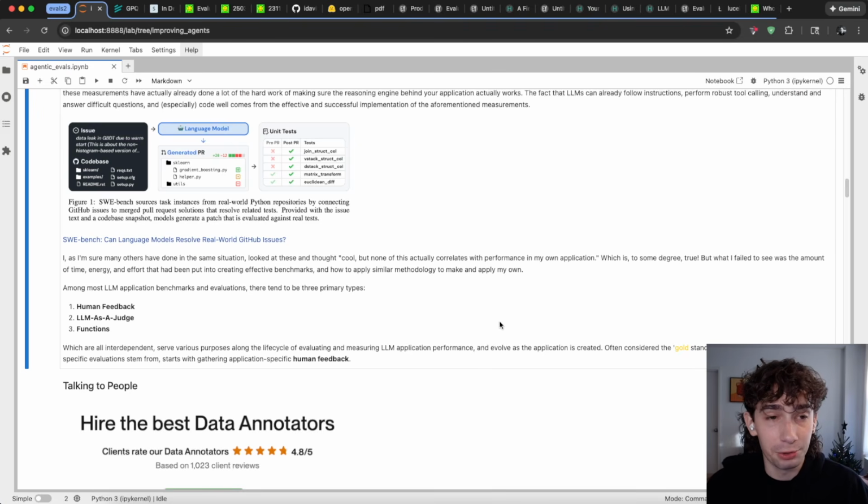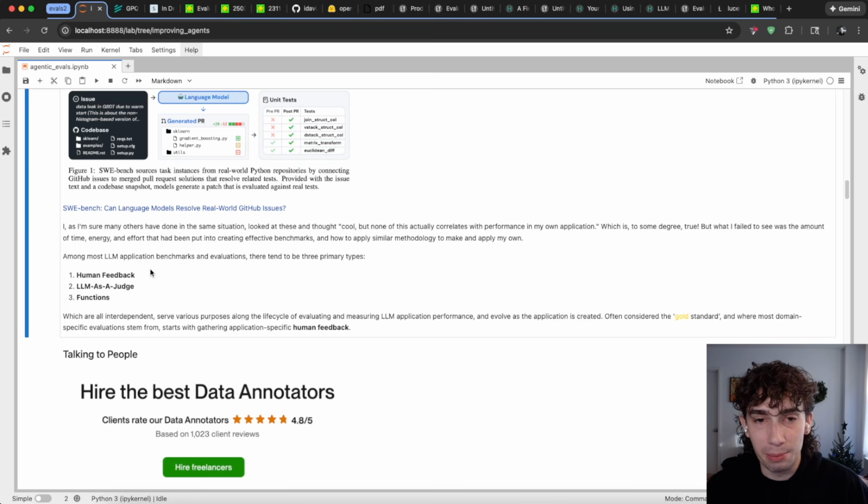And among most language model application related benchmarks and evaluations, there tend to be three primary approaches. We have the human feedback approach, the language model as a judge approach, as well as regular old functions. And all of these styles of measuring and evaluating are not independent of each other. I would say they are more interdependent. Often, much of these feed into each other or define the other and serve various purposes along the life cycle of actually evaluating and measuring language model application performance. They also evolve generally as your application is being developed, tested, and created.